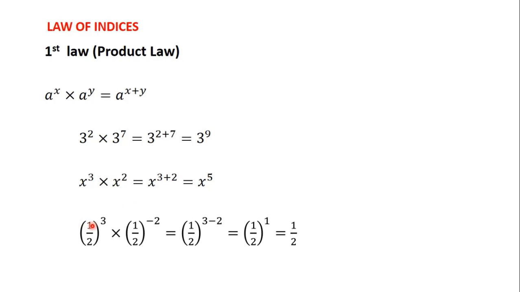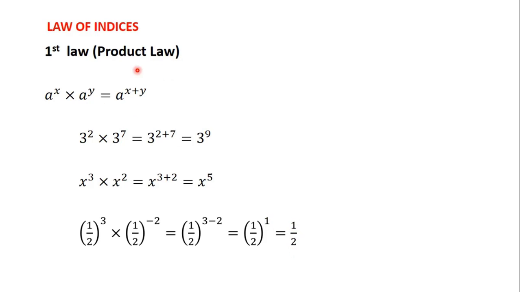If you have 1 over 2 exponent 3 multiplying 1 over 2 exponent negative 2, you pick one of the bases, so 1 over 2, then you add the exponents, so you are going to have 3 plus minus 2. From algebra, we know that 3 plus minus 2 is 3 minus 2. So this one will give us 1 over 2 exponent 1, which is the same as 1 over 2.